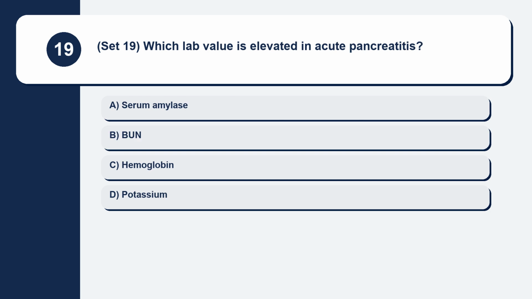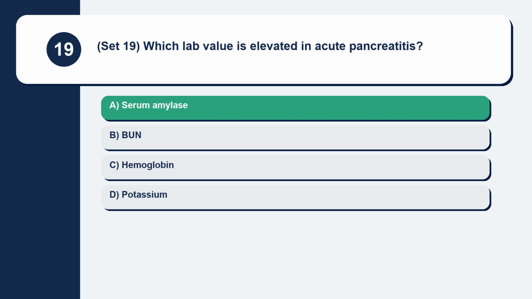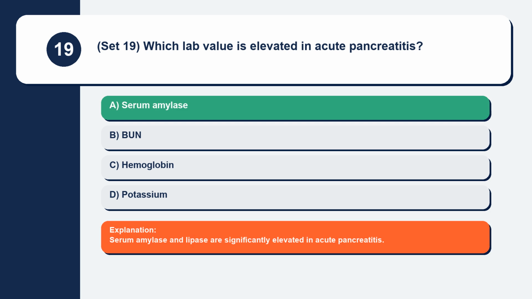Question 19. Set 19. Which lab value is elevated in acute pancreatitis? Serum amylase, BUN, hemoglobin, potassium. Serum amylase and lipase are significantly elevated in acute pancreatitis.